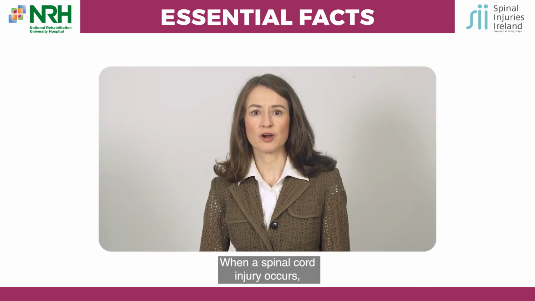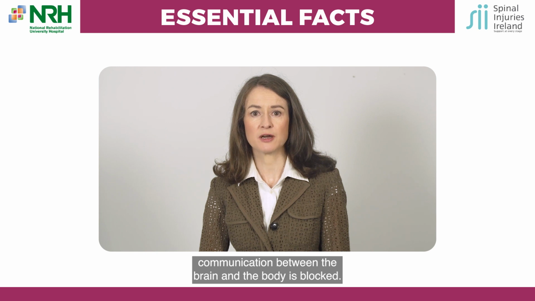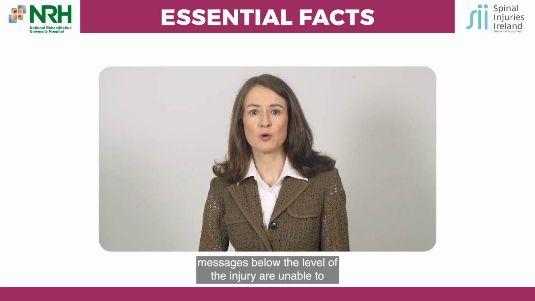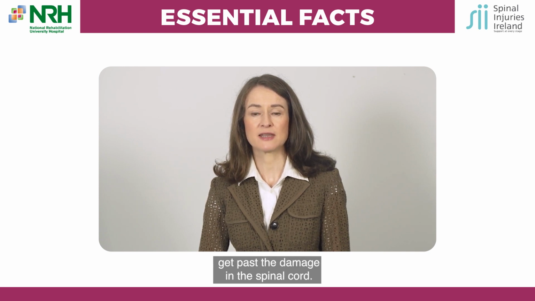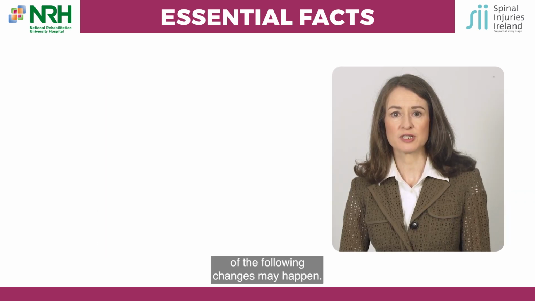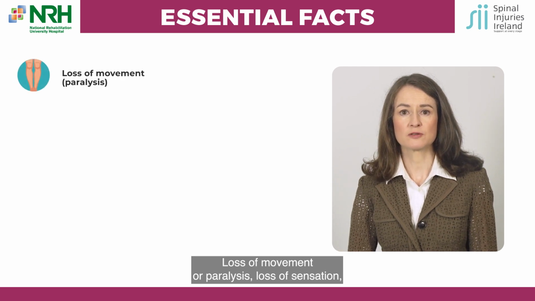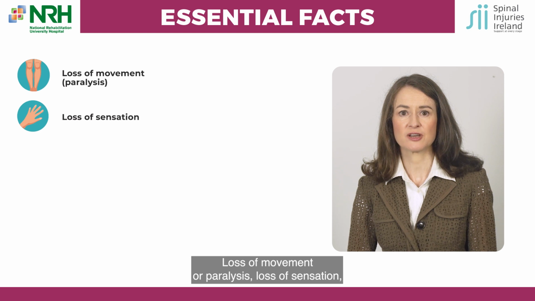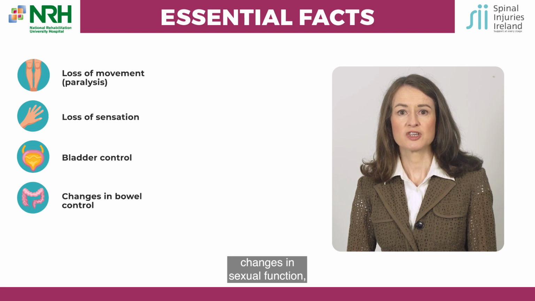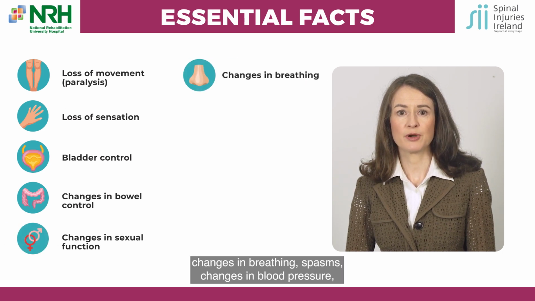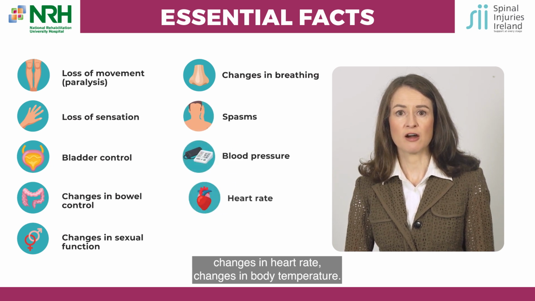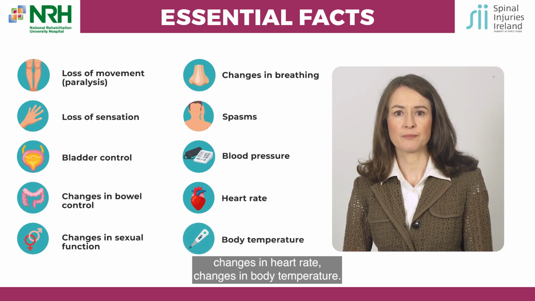When a spinal cord injury occurs, communication between the brain and the body is blocked. After spinal cord injury or illness, messages below the level of injury are unable to get past the damage in the spinal cord. When you have a spinal cord injury, some or all of the following changes may happen: loss of movement or paralysis, loss of sensation, changes in bladder control, changes in bowel control, changes in sexual function, changes in breathing, spasms, changes in blood pressure, changes in heart rate, changes in body temperature.